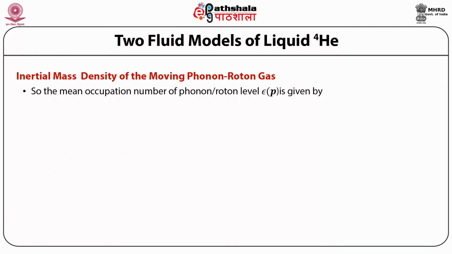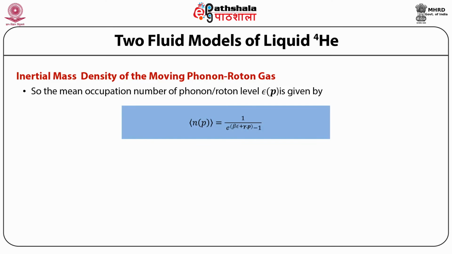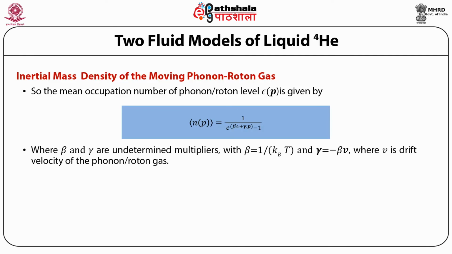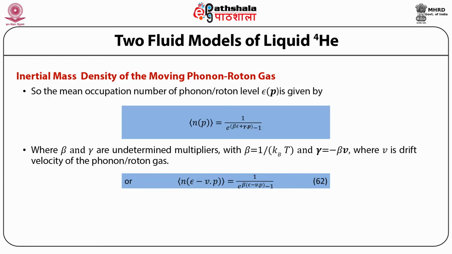So the mean occupation number of the phonon or roton level ε_p is given by 1/(e^(βε + γ·p) - 1), where β and γ are undetermined multipliers, with β = 1/kBT and γ = -βv, where v is the drift velocity of the phonon or roton gas. Therefore, the mean occupation of the phonon or roton state is given by 1/(e^(β(ε - v·p)) - 1).